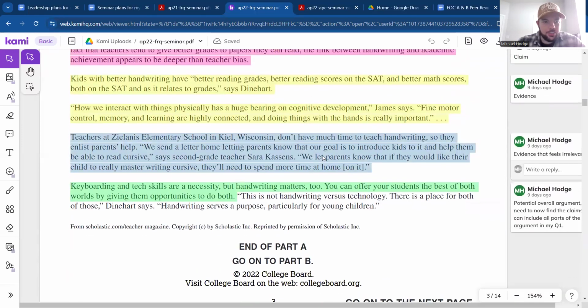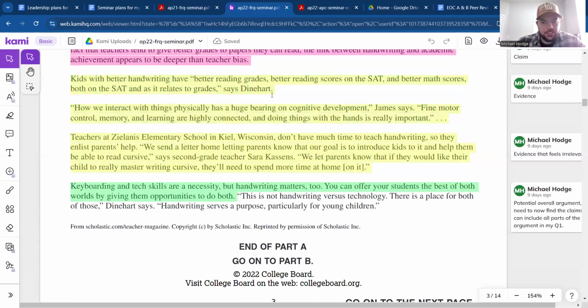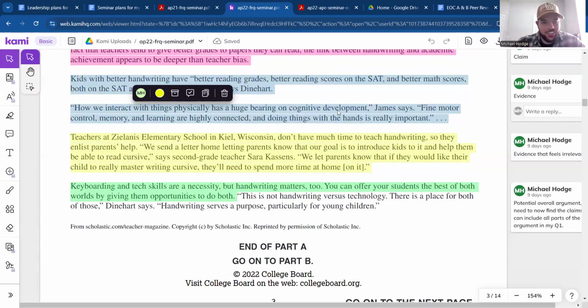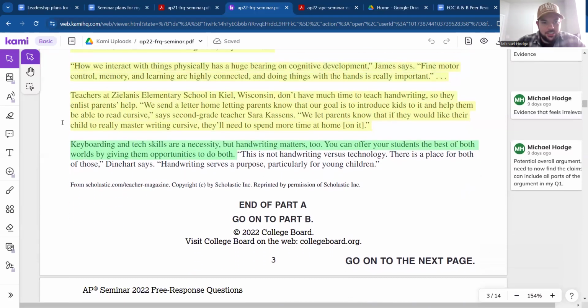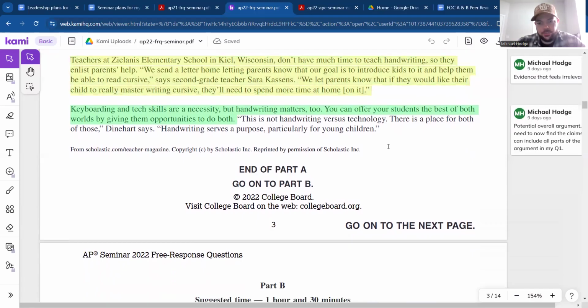This doesn't look like evidence to me. I'm moving on. Quotation marks, says Deinhardt. Same lady again. Definitely evidence. More quotation marks. Whoever James is, James said it. That's evidence. Let's see. Teachers add blah, blah, blah. Quotation marks, quotation marks. I'm going to mark all this as evidence. Bada bing, bada boom. And then this is quotation marks too. You can mark it as evidence if you want to. But I feel like, Deinhardt again, we've got enough from Deinhardt, right?